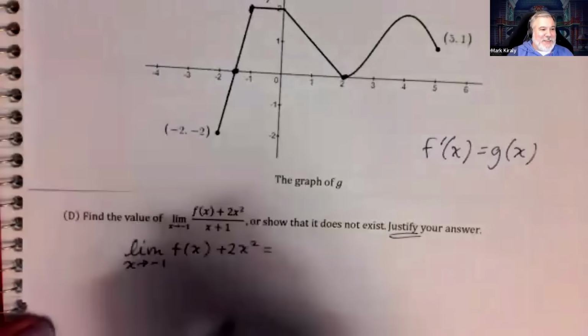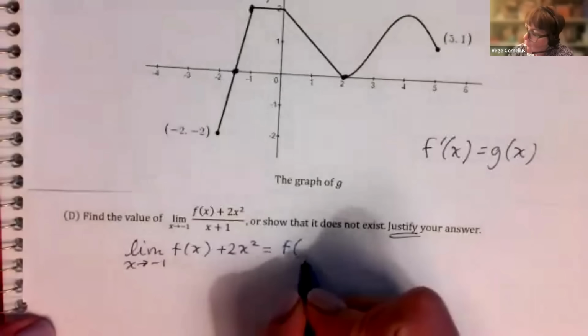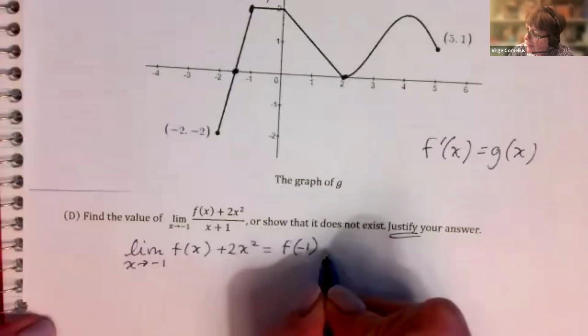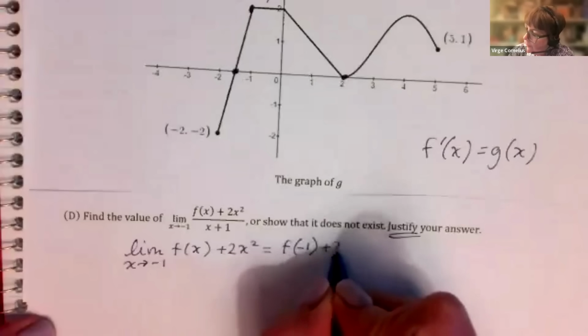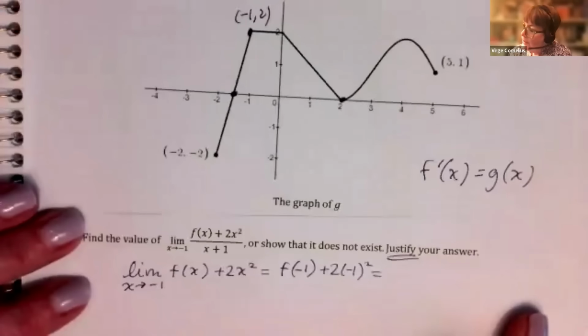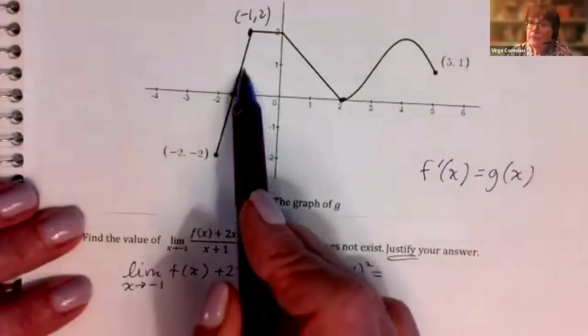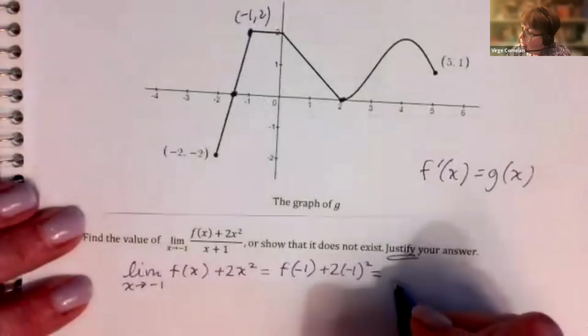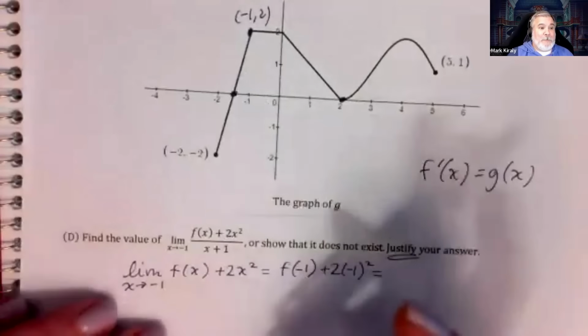You can put them back together, right? Yeah, that's true. So I've got f of -1 plus 2 times -1 squared. Let's see, f of -1 is equal to 2. Nope, that's g of -1. Oh, jeepers. Okay, hold on a second.